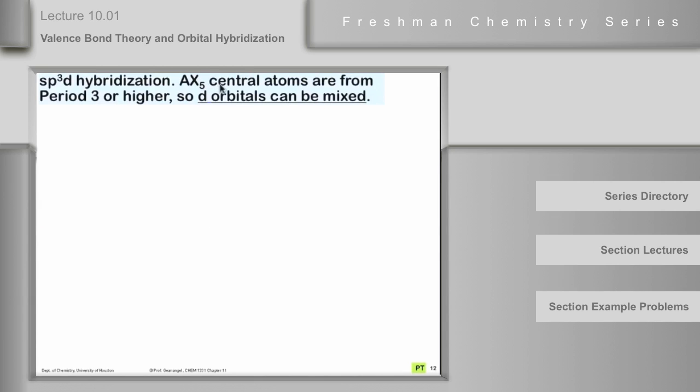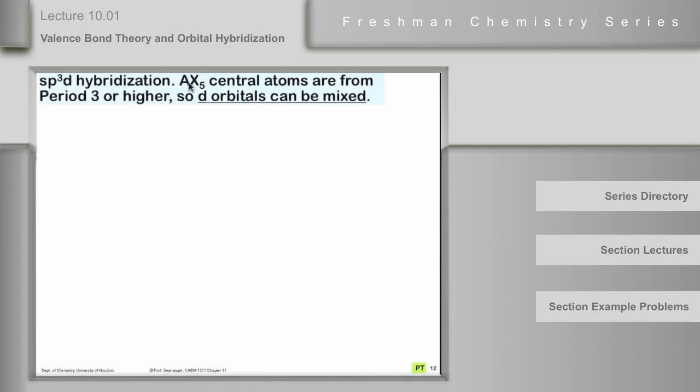Cases where you have an expanded octet. And we looked at 2 of those, 5 electron groups and 6 electron groups. So let's start with 5 electron groups. AX5 central atoms are always from period 3 or higher. So we said that it is potentially possible that d orbitals could be mixed or could be involved in the bonding for these molecules that have a central atom that exceeds the octet.